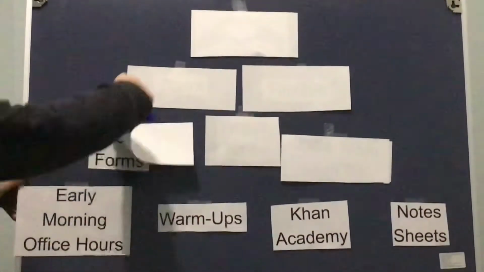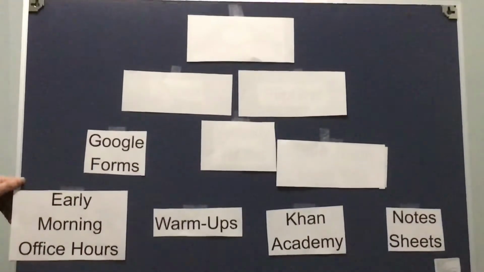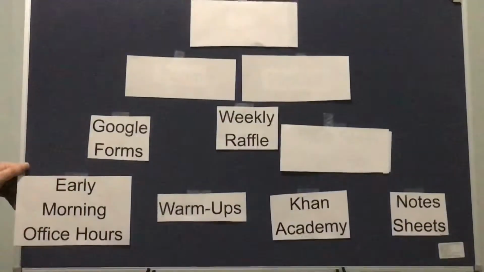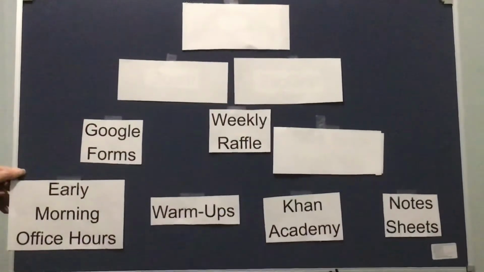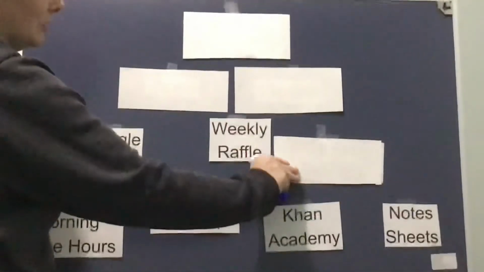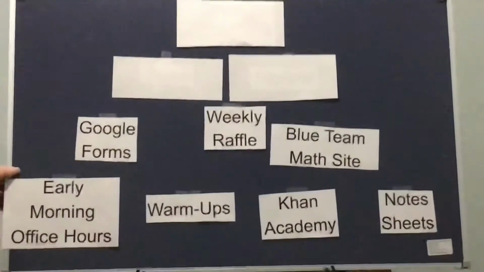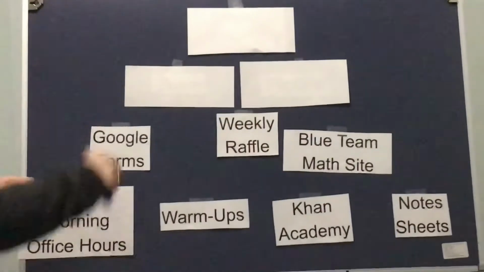Not sure everyone's printing them out, but they're a good resource. The next level of the pyramid, we have our Google Forms. There's nothing more fun than a Google form. We love them. Next on the pyramid, we have that weekly raffle. If you haven't yet joined, make sure you join on Friday because they're a blast. Next on the pyramid, we have that Blue Team math site. It helps to keep us organized. You can go back, see anything that you've missed, and click on it.